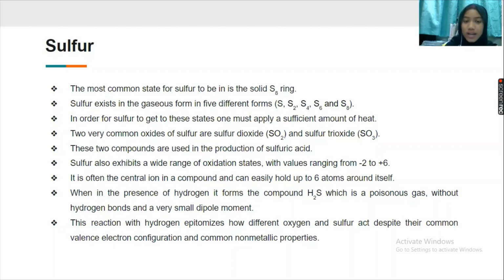Sulfur also exhibits a wide range of oxidation states, with values ranging from -2 to +6. It is often the central ion in a compound and can easily hold up to 6 atoms around itself, compared to oxygen. And in the presence of hydrogen, it forms the compound H2S, which is a poisonous gas without hydrogen bonds and a very small dipole moment. This reaction with hydrogen epitomizes how different oxygen and sulfur act despite their common valence electron configuration and common non-metallic properties.